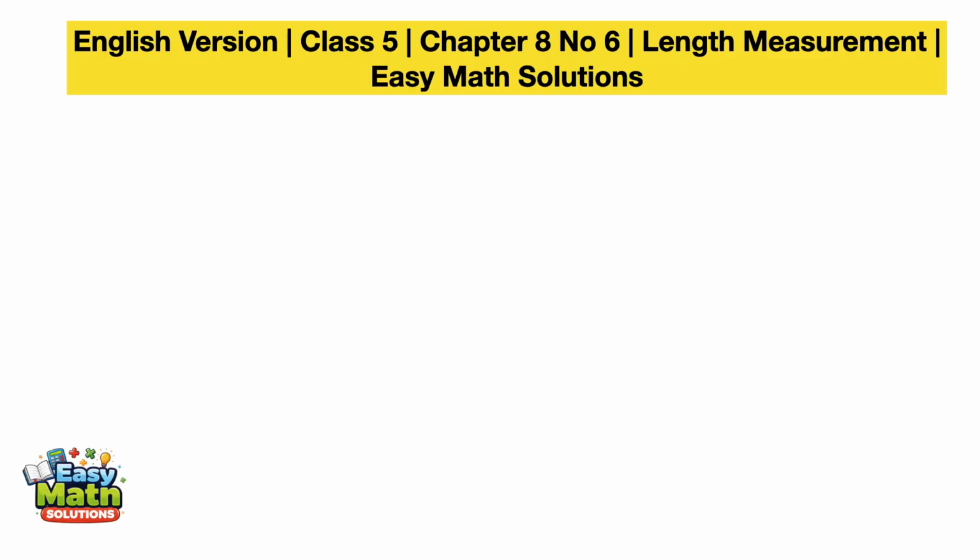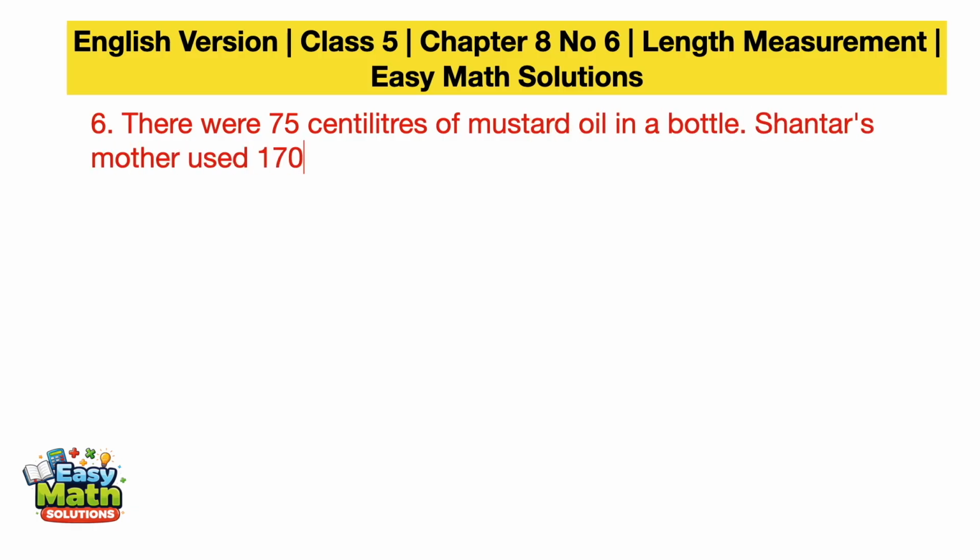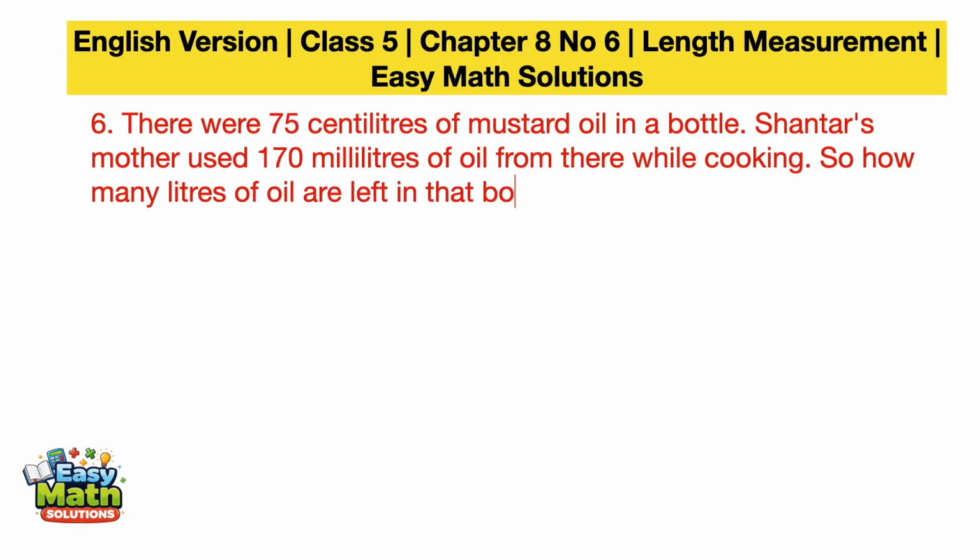English version, mathematics, class 5, chapter 8, length measurement, number 6. There were 75 centiliter of mustard oil in a bottle. Shanta's mother used 170 milliliters of oil while cooking. So how many liters of oil are left?